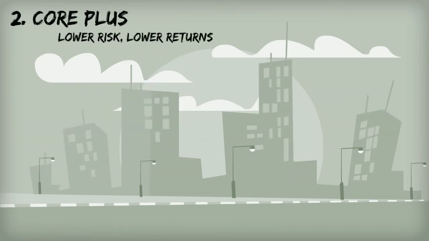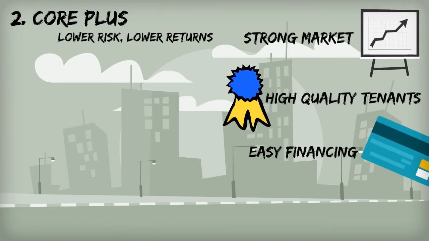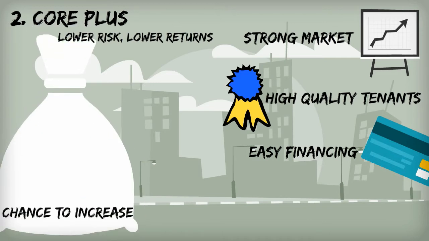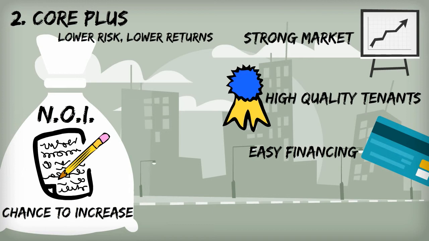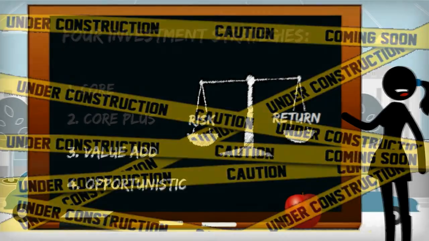Core Plus is essentially the same: flourishing market, high-quality tenants, easy financing. But there may be chances to increase net operating income. For example, an upcoming lease rollover could provide an opportunity to increase rents. Then again, there is also additional risk. The tenant may vacate. The next 2 categories are for investors seeking a work in progress.